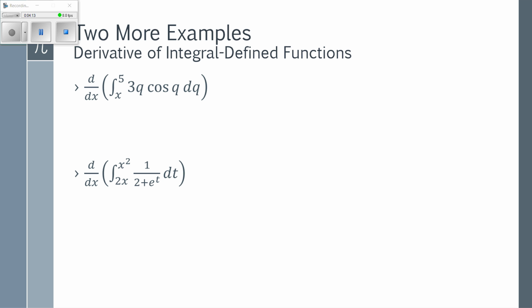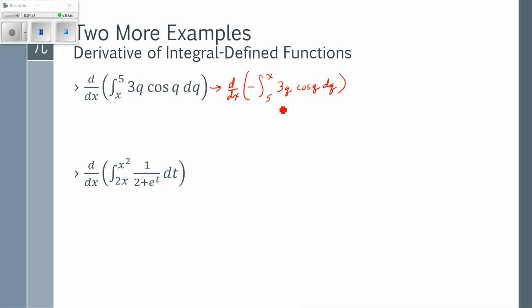So then what happens if the integral defined function is not set up the way we need? So for example, I'm being asked for the derivative of the integral from x to 5. This is nice, except for one small thing. My bounds are in the wrong spot. But we have a property that allows us to change the order of integration. So this is really asking me to find the derivative with respect to x of the negative integral 5 to x of 3q cosine of q dq.